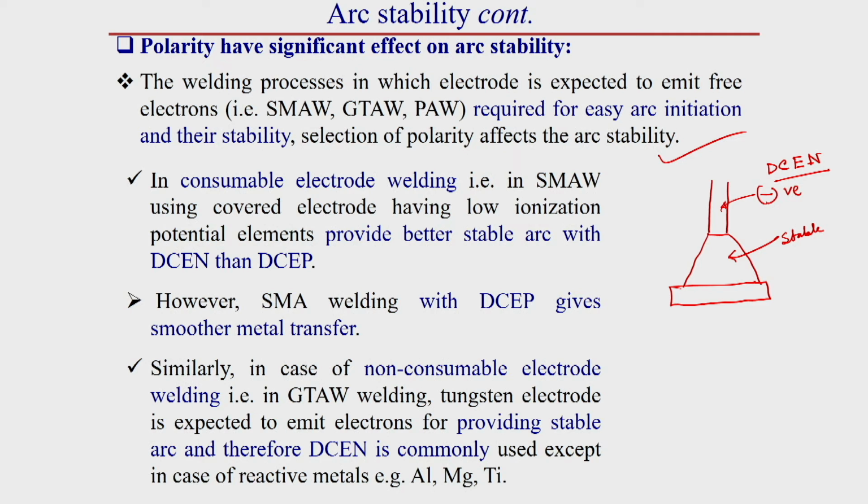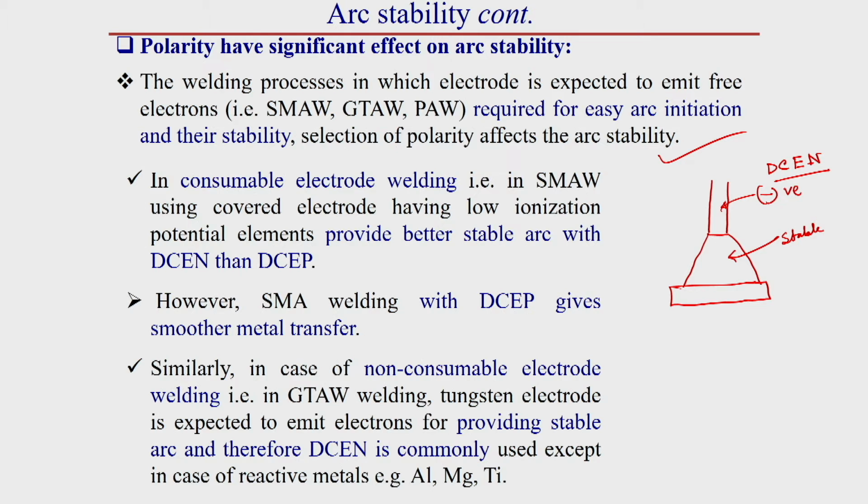That is why here generally we keep it in, as the droplet is transferring from electrode to workpiece. That is why for better metal transfer, generally DCEP is preferable. Though we are getting why, that I will discuss in detail in a subsequent slide. Here one thing keep in mind, that a better stable arc we get in case of DCEN, but DCEP generally gives smoother metal transfer in case of consumable electrode.